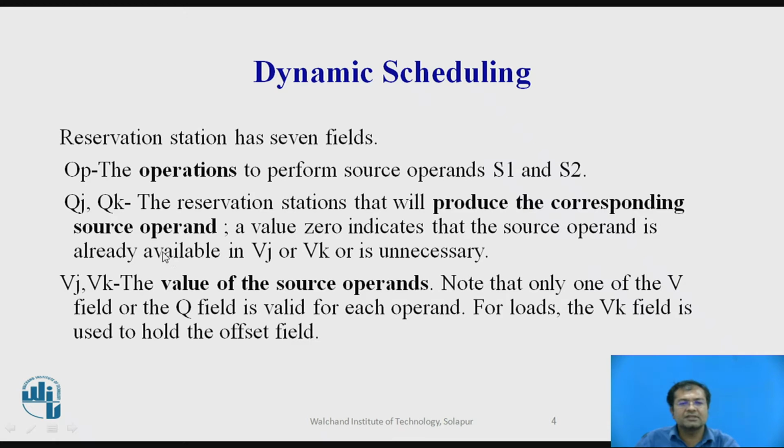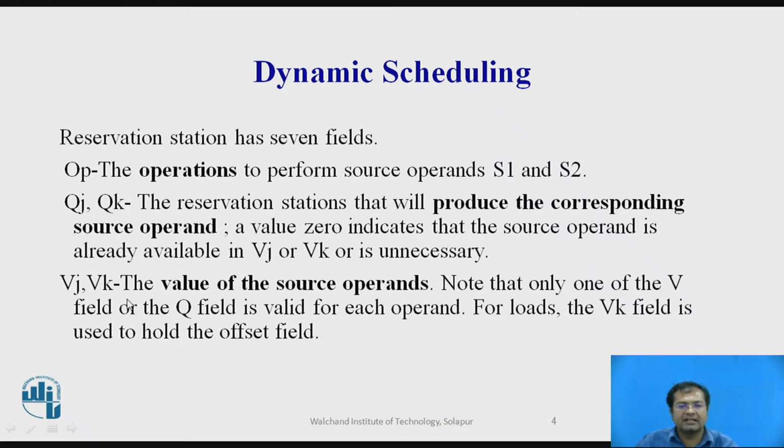These are some fields which are used in the reservation stations. We'll see what exactly these reservation stations are with an example. First we'll focus on the seven fields. Op stands for the operation to perform on the source operands S1 and S2. Next two fields, Qj and Qk, stand for the reservation stations that will produce the corresponding source operands. Normally the value 0 indicates that the source operand is already available.